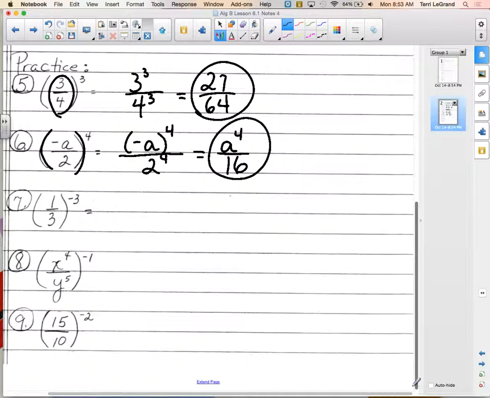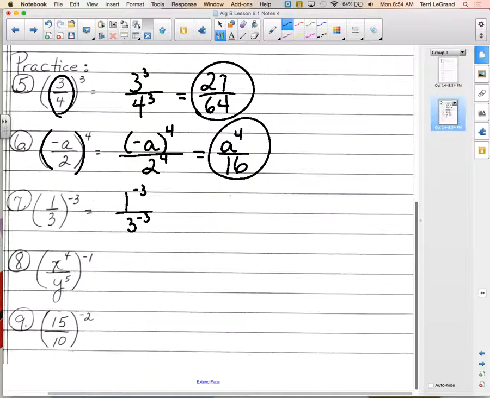Okay, now we have 1/3 being raised to the negative 3 power. So 1/3 is a fraction. It is a division problem. So we will give each the numerator and the denominator that negative 3 power.